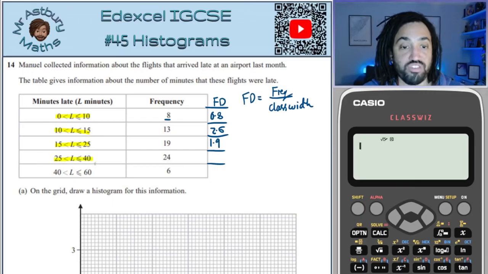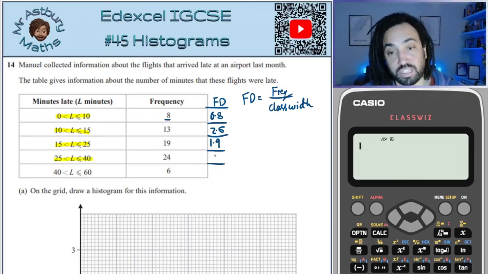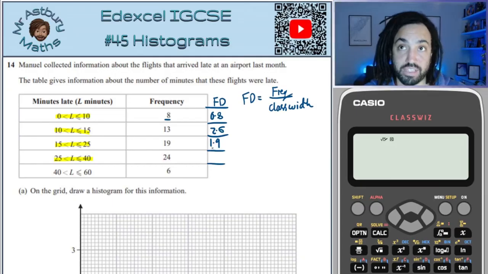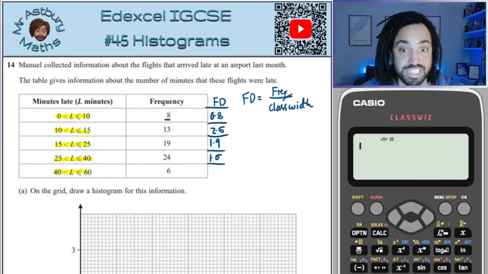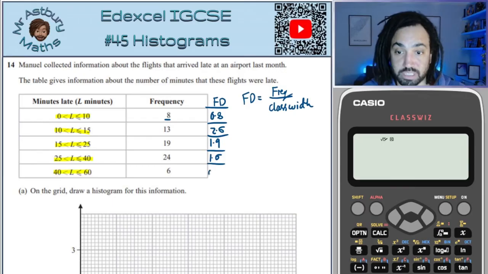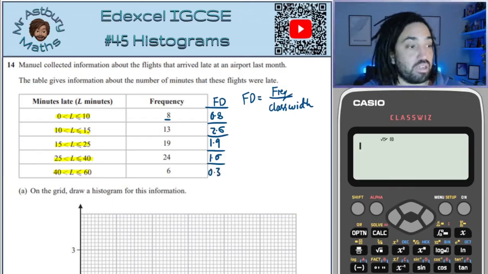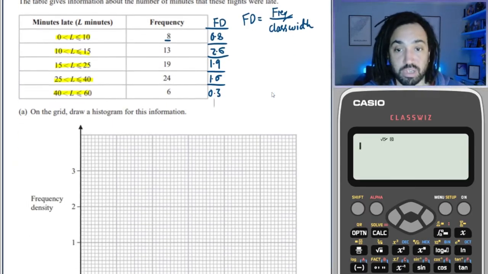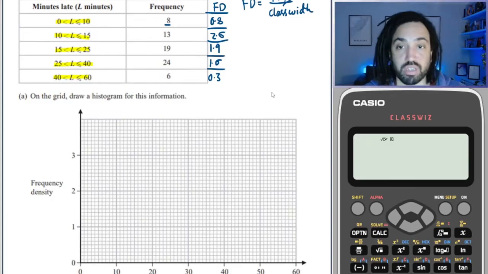Here we're going 15, and 24 divided by 15 is 1.6. And then finally we've got 20, we're dividing 6 by 20, which is 0.3. Okay, great. So now we go down and we plot.